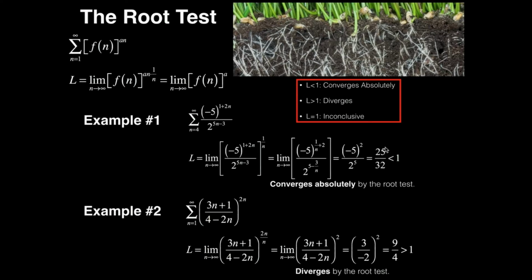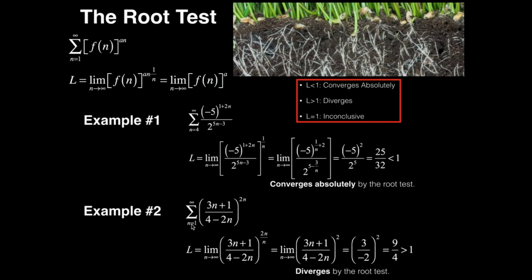Okay? And we notice that this limit is less than 1, so therefore this series converges absolutely. And so we might say converges absolutely by the root test. All right? So there's our first example. Let's now look at one more example down here.